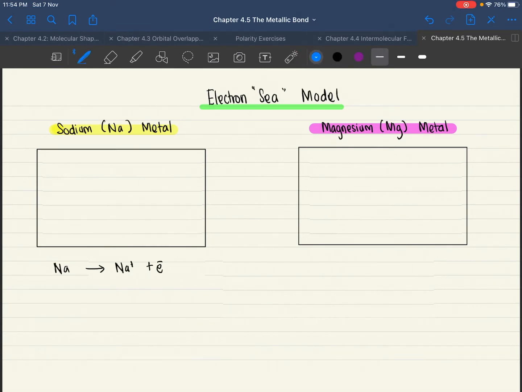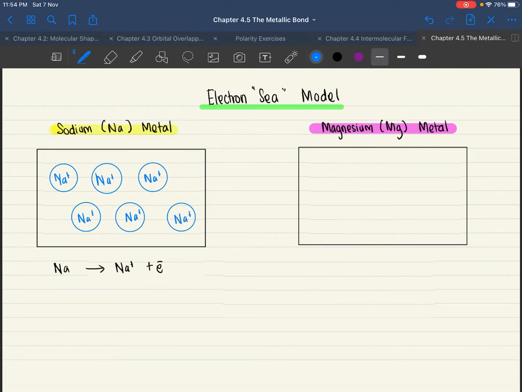So let us draw yang bulat-bulat tu. Okay, so 1, 2, 3. Okay, and then 4, 5, 6. Okay, so susunan dia mesti teratur lah. Okay, and then since kita draw 6 bulat ni, that means 6 sodium ion. So we need to label Na plus dalam setiap bulatan ni.